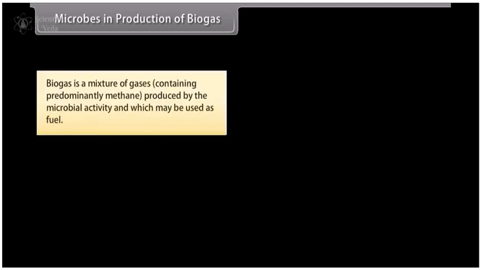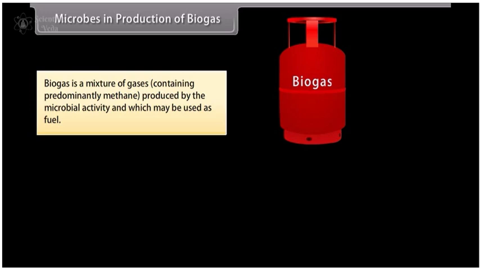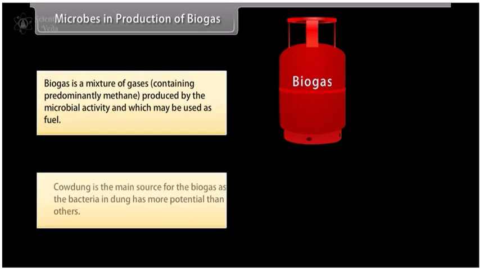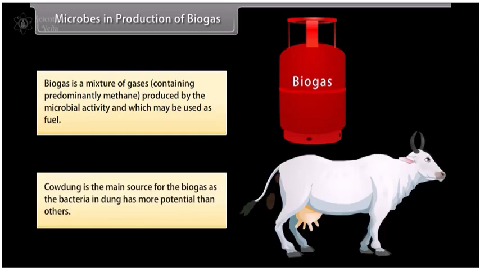Microbes in production of biogas. Biogas is a mixture of gases containing predominantly methane, produced by the microbial activity and which may be used as fuel. Cow dung is the main source for the biogas, as the bacteria in dung has more potential than others.